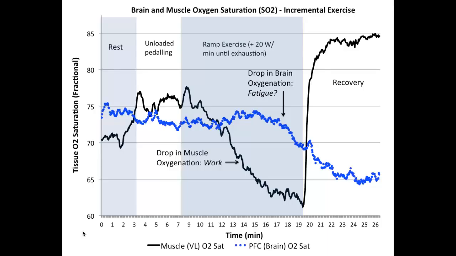First in the muscle, what you see, this is rest, just pedaling in an unloaded way. Here's the ramped exercise, and you'll see oxygen extraction by the muscle. Saturation drops because the muscle is working. We call this building up an oxygen debt. That's repaid to the muscle in recovery. As soon as you stop, there's reperfusion to the site, and you get reoxygenation. That's very typical for a working muscle. What's going on in the brain?